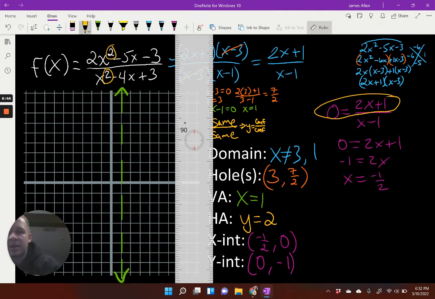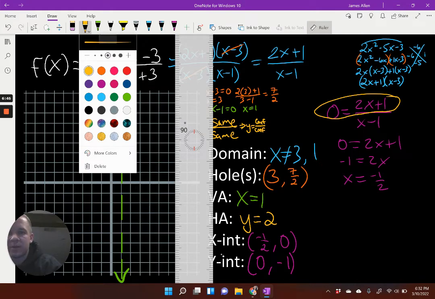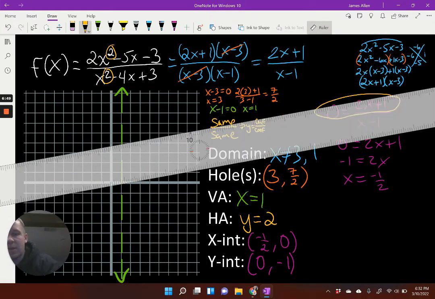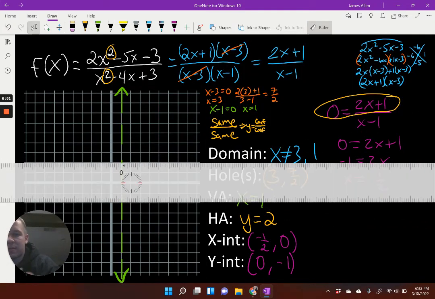All right, and then let's get our other asymptote, our horizontal. We'll get the yellow one, make that a little bit bigger so we can see it. We got y equals 2 this time. All right.